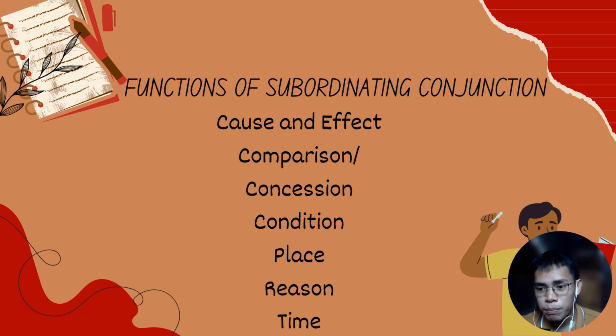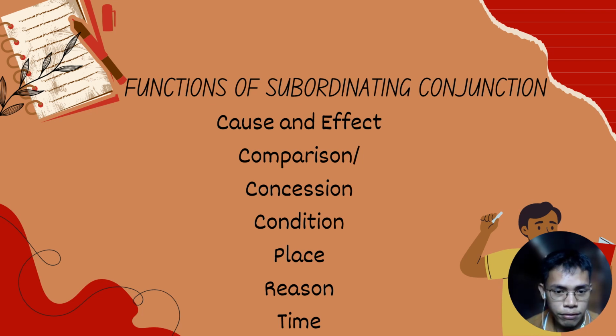Take note that when we place a subordinating conjunction at the beginning, we need to add a comma. Yes, we have to use a comma before the independent clause, and this is applicable to any subordinate conjunction. Now let us get to know the types of relationship between clauses and their functions.